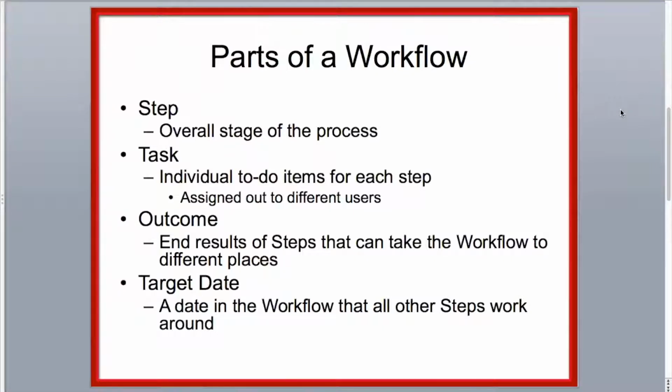So those outcomes, while they seem optional, they're actually really vital to determining what the next step is in the process. For example, in a client review, if a client needs to reschedule, you can't just move forward and plan for the day as you were before. You're going to have to change the date on the activity, change the date on the workflow, and you might even have to rerun reports depending on how far in the future they're rescheduling for. So those outcomes are very important. They're the end results of steps that can take the workflow to different places.